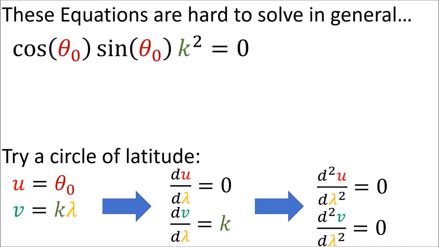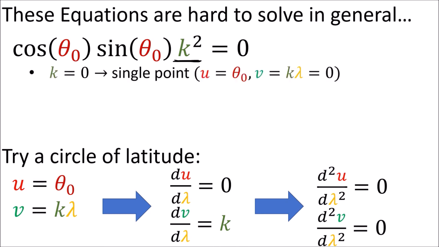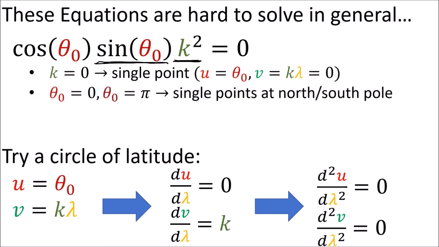So we have a few options here. Option one is to set k to zero, but that's not very interesting because it just gives us a single stationary point at a constant v. Another option is to make this sine part go to zero, by setting theta naught to either 0 or pi. But that also isn't very interesting because this just gives us the points at the north and south poles. So again, those are stationary points, not geodesic curves, so that's not what we want.